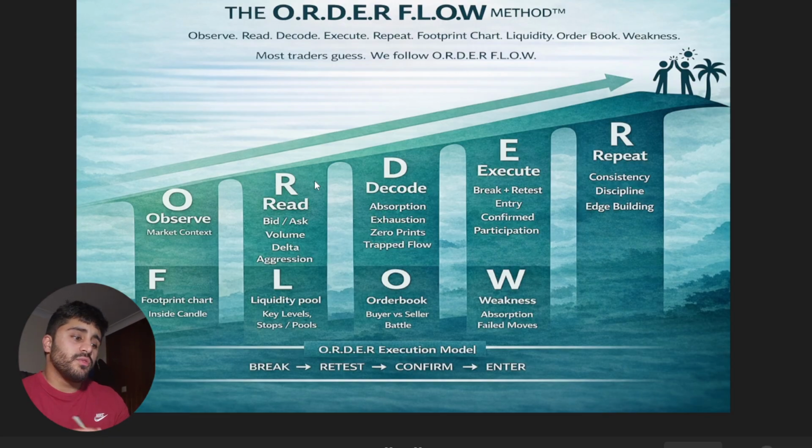Once you've achieved that, you then want to execute based on what you've decoded. And the most important thing is, once you have O, R, D, and E, you want to put that into a repeatable system with consistency, and that's how you build your edge. And we do that through order flow. That's obviously through footprint charts, understanding where liquidity actually is, not just using an ICT model. You actually want to understand where the liquidity is.